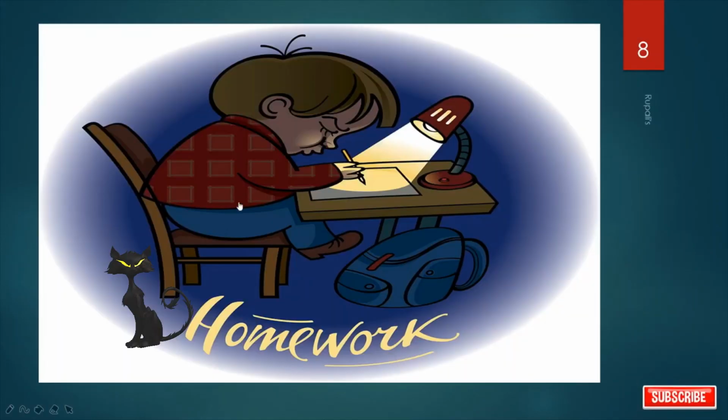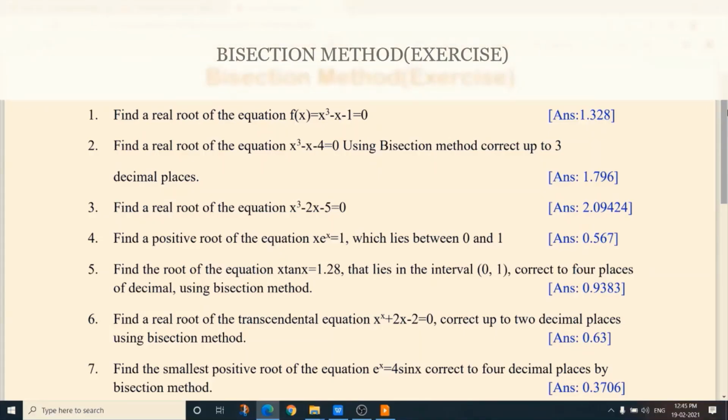So these are your homework. Try to practice this problem and feel free to ask any question. This is your exercise. Try to practice this problem and feel free to ask any question. The answer is given by the blue ink. Now I am showing the total problem set.